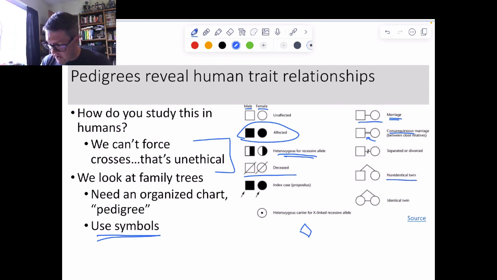If you have non-identical twins, so fraternal twins, we use a split like that. And if you're identical, we mark it down with also another line saying that you're effectively the same individual.